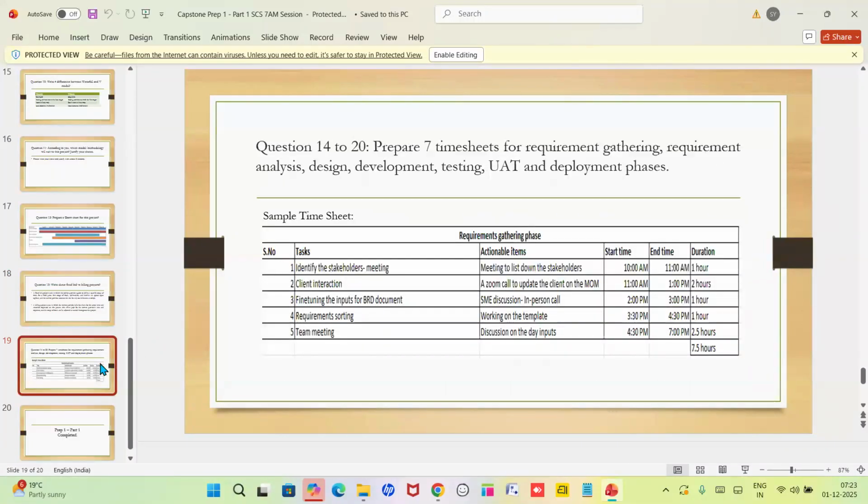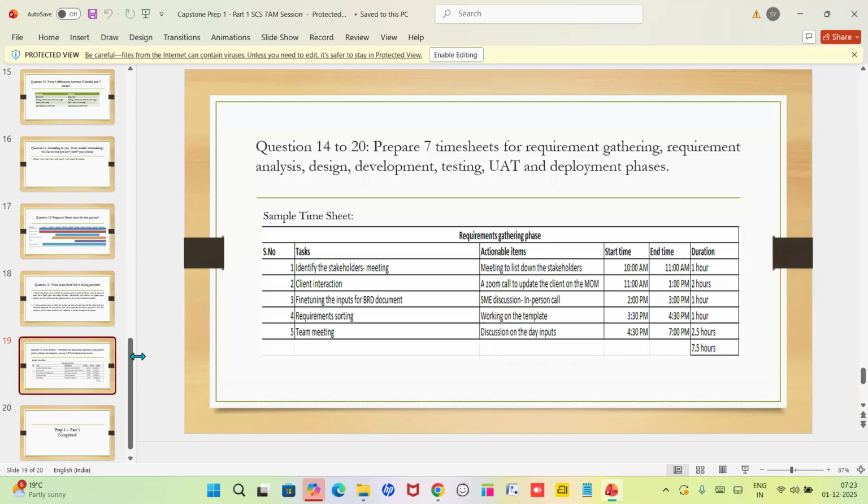And coming to the 14th question, it is about the timesheet. Whatever work you have done on a particular day, you need to prepare sample timesheets for that. In this timesheet, we are going to prepare entries for requirement gathering, requirement analysis, designing, development, testing, UAT, and deployment. In this way, you need to prepare a timesheet for every phase. This is how a BA works.